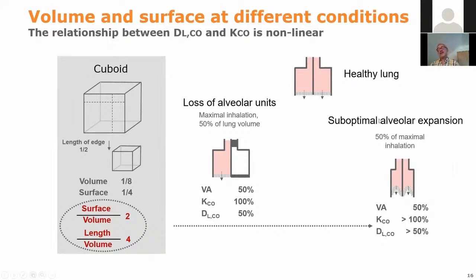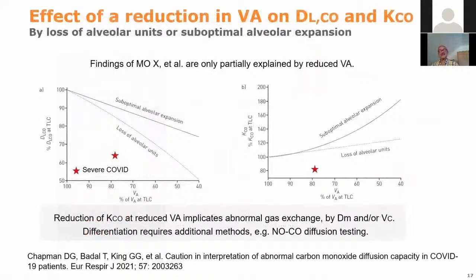You can express this simple example by suboptimal alveolar expansion. And then you can see that if the alveolar volume is 50%, the same as here, the DLCO, because of the increased surface, is larger than 50%, and also the KCO is above 100%. And that was discussed by Chapman.